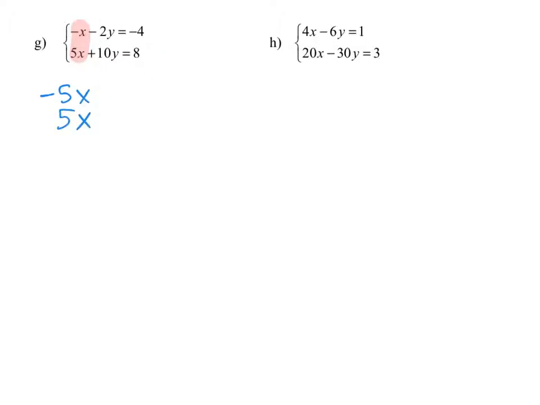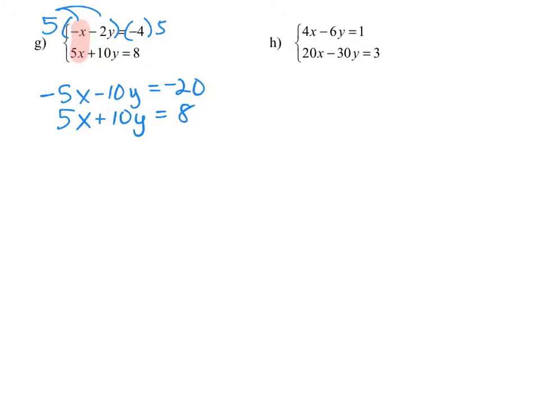In order to get that first equation to have a negative 5x, we're going to multiply the whole first equation by a positive 5 on the left side and the right side. So when you distribute, positive 5 times negative x is negative 5x. 5 times negative 2y gives us negative 10y, is equal to the right side, negative 4 times 5, which is negative 20. The second equation already has a positive 5x, so we're just going to write that underneath.